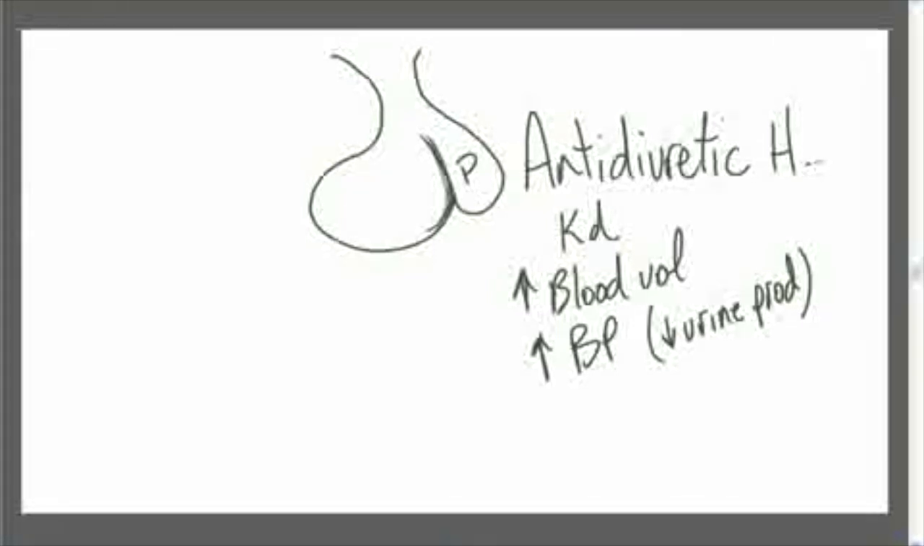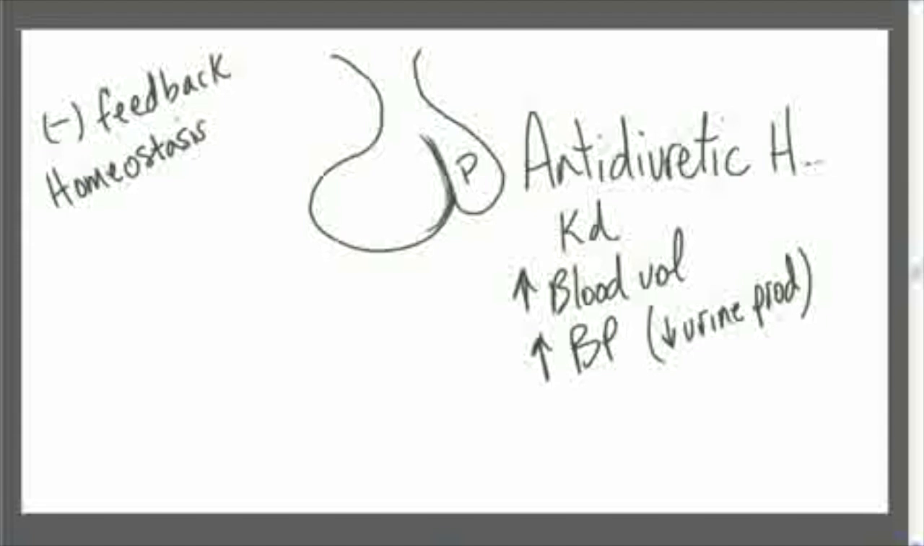If ADH increases blood pressure, why in the world would it be secreted in the first place? Most hormones are negative feedback. And most hormones use negative feedback to regulate this thing called homeostasis. Right? Be honest with me, because I want to know.